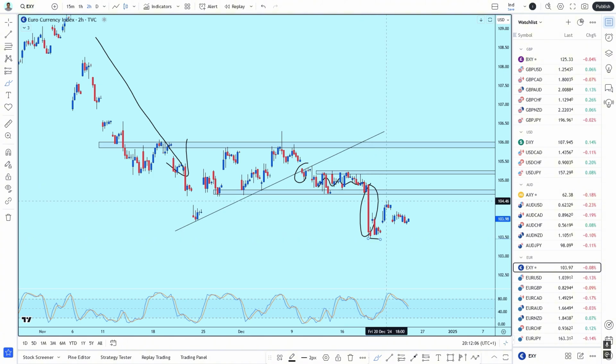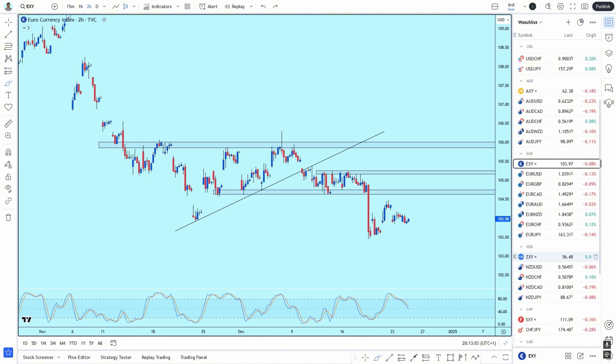We can then see that price formed this lower high, and now it is moving very slowly because of holidays, but we can say that price is going down and that we want to look for the opportunities to sell euro. Now let's see New Zealand dollar index.